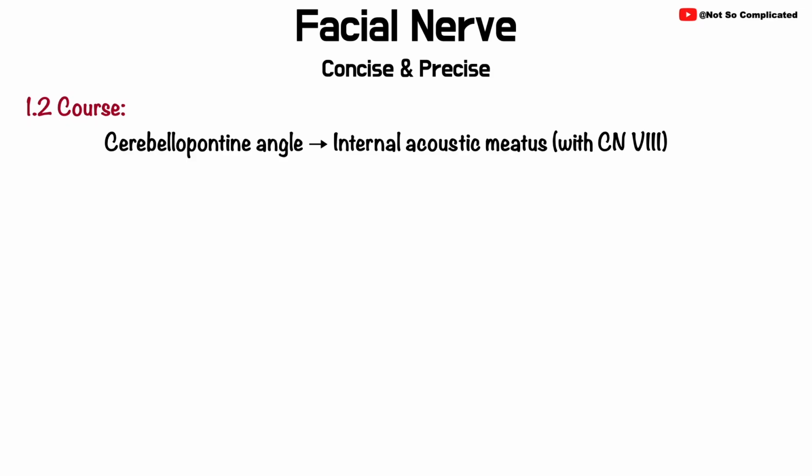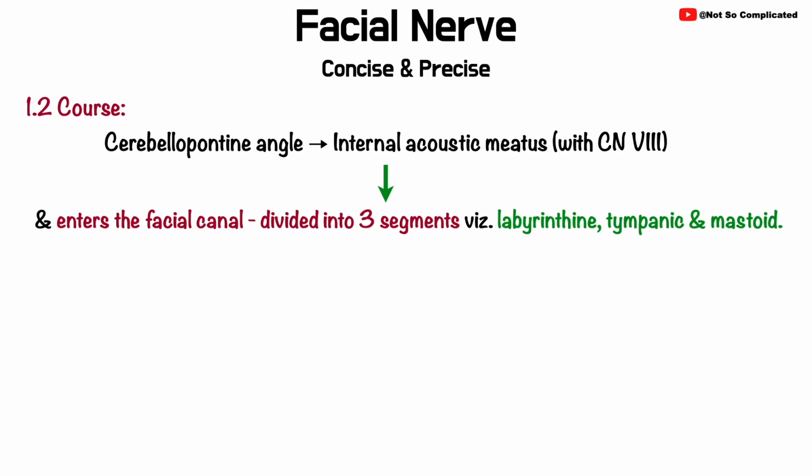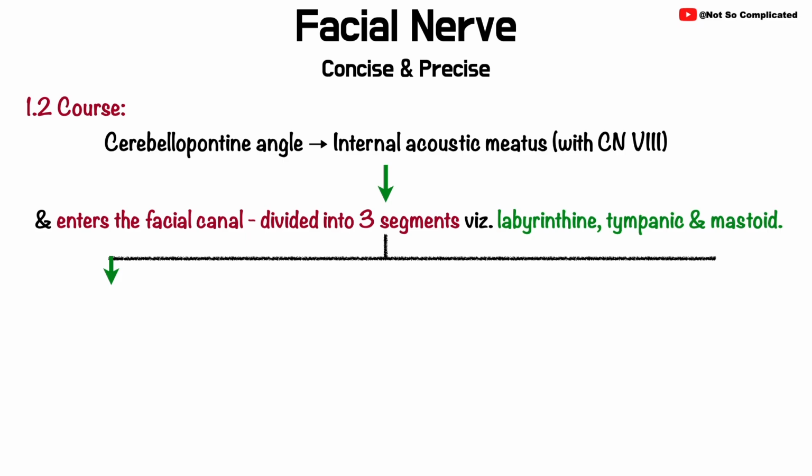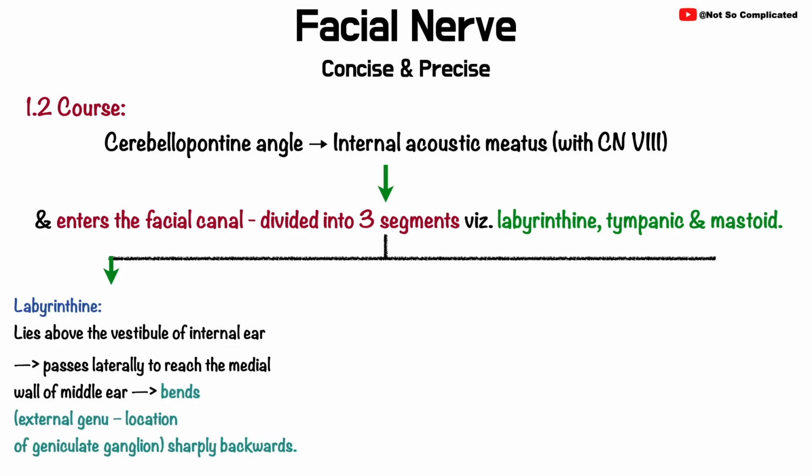So talking about the course of the facial nerve, after passing through the cerebellopontine angle, it passes through the internal acoustic meatus along with cranial nerve 8, right? And then it enters the facial canal, which is divided into three segments: labyrinthine, tympanic, and mastoid. These three segments have their own course. In the labyrinthine segment, it lies above the vestibule of the inner ear, and then it passes laterally to reach the medial wall of the middle ear, and then it bends.